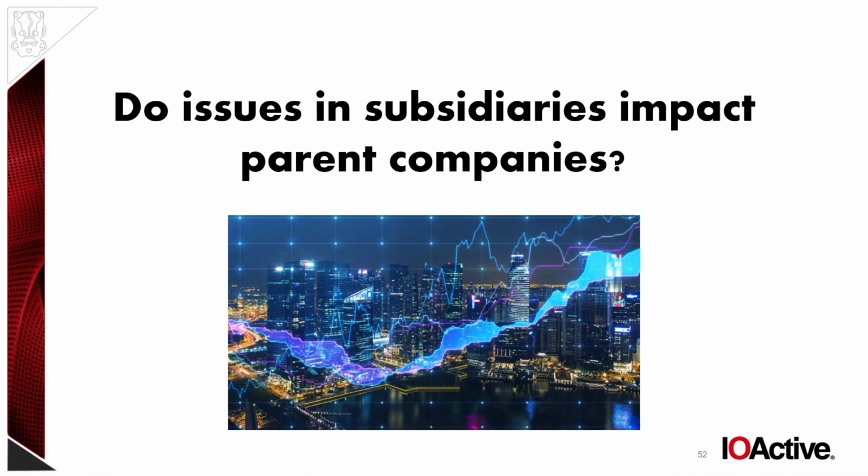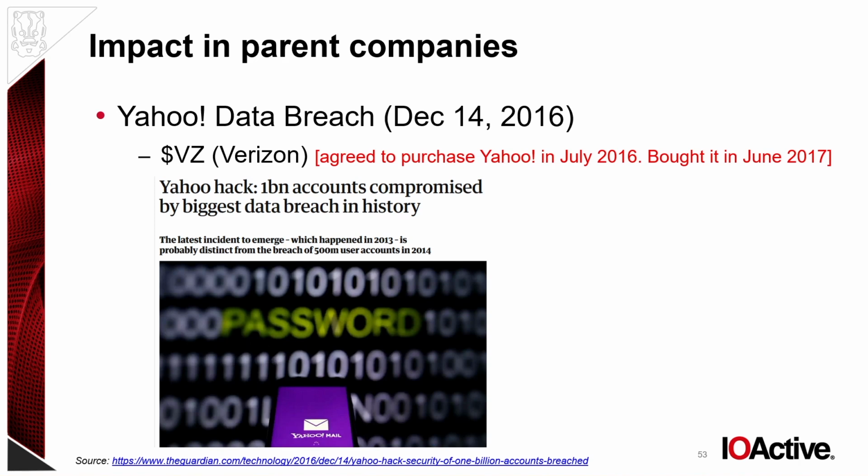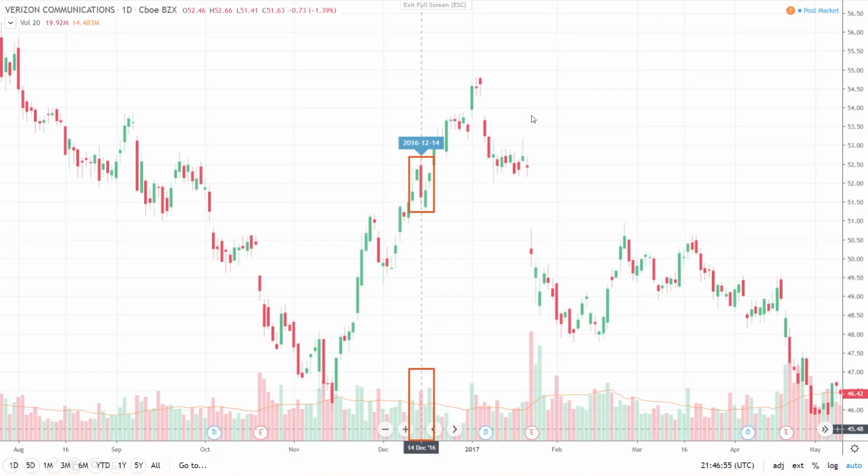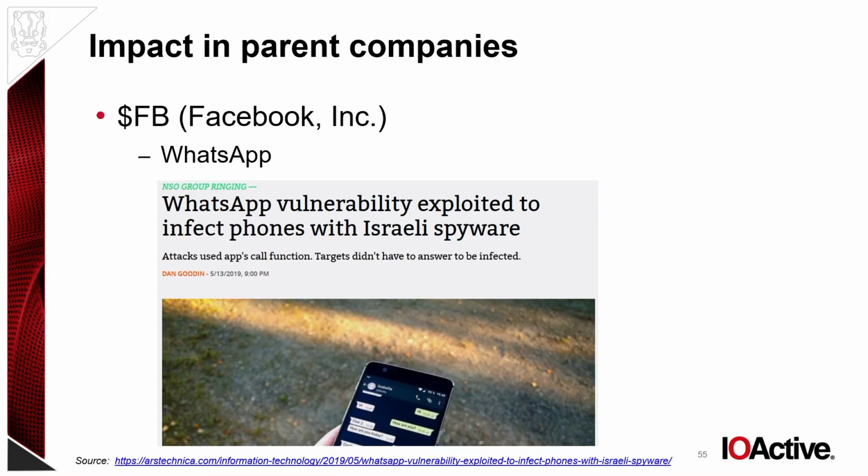Do issues in subsidiaries impact the parent companies? Let's see the Verizon case. Basically, they agreed to purchase Yahoo in July 2016. However, they only completed it in June the next year. In between, in December 2016, there was a data breach in Yahoo, and you can see a red candle here in Verizon's stock price. So yes, there is an impact on parent companies.